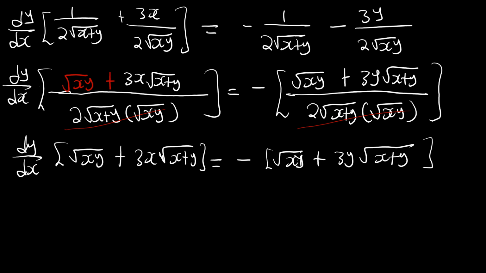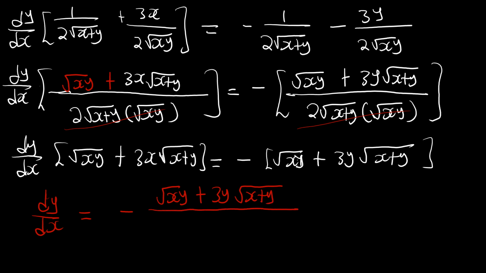So now we can divide both sides by everything that is next to dy over dx. So our final answer, dy over dx, is going to be negative. You can keep it outside, and then we have root of xy plus 3y root of x plus y, all these things divided by root of xy plus 3x square root of x plus y. So this will be our final answer.